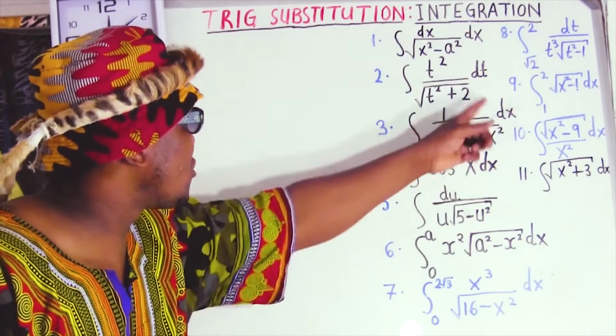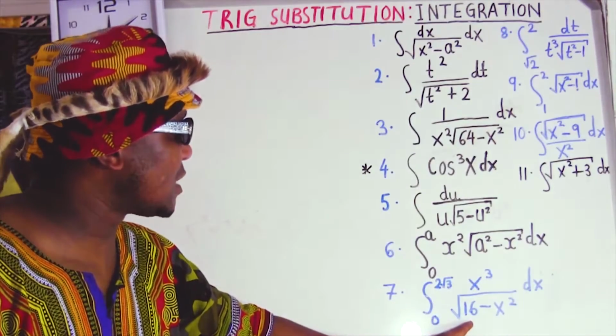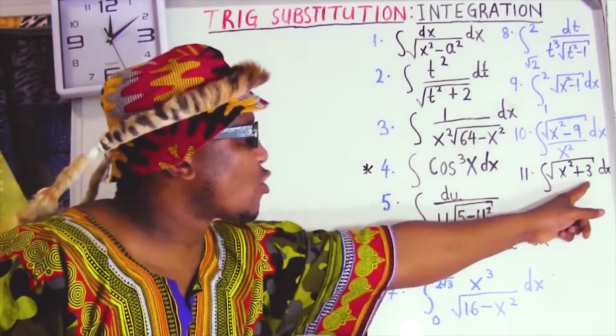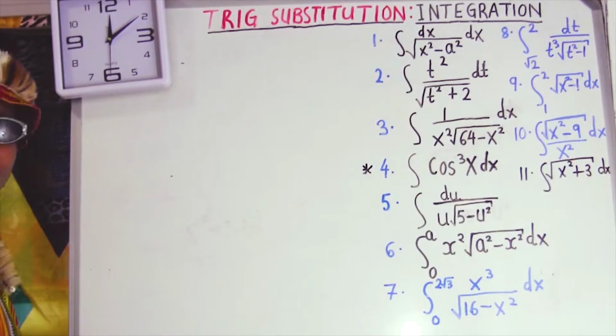So now, how am I going to know whether this is going to be sine, or secant, or tan? How am I going to identify it? So let me show you something quick. This is very, very important before you get started.